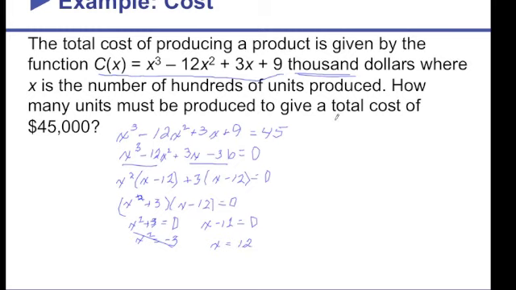This means, now x is the number of hundreds of units produced, so it will be 1,200 units produced to have a total cost of $45,000.